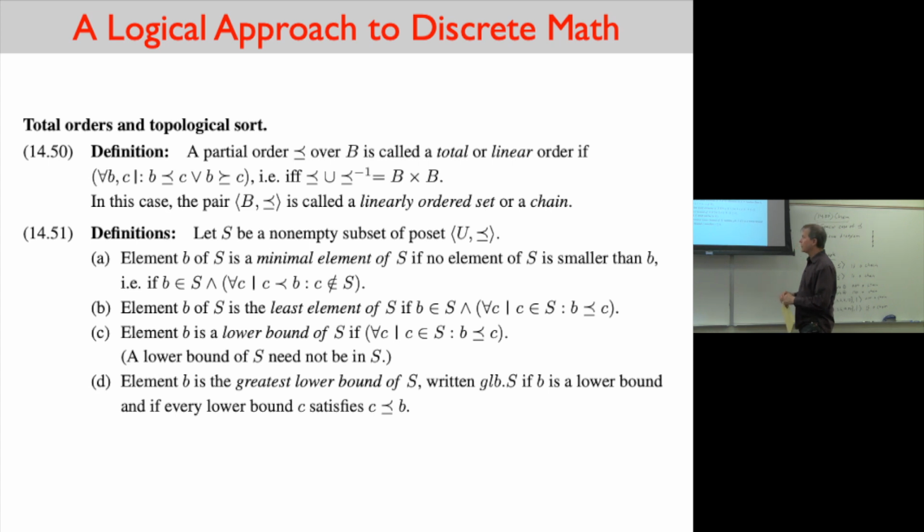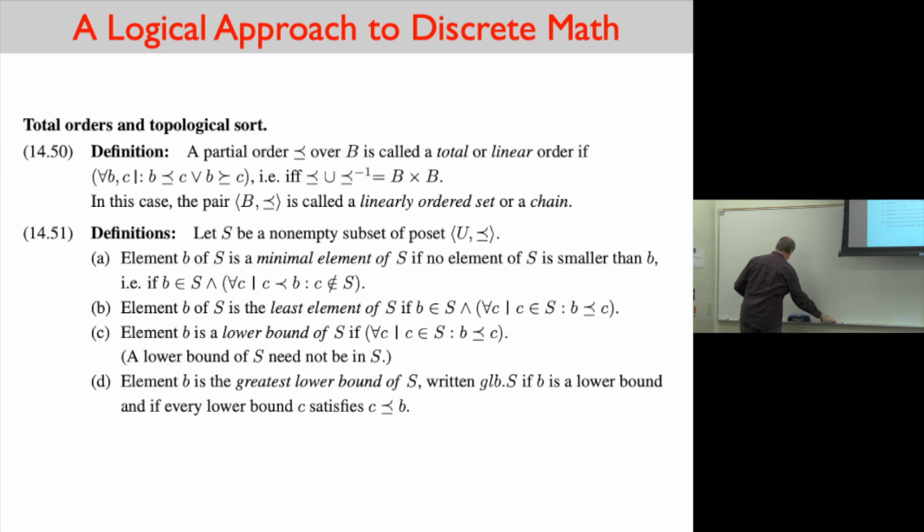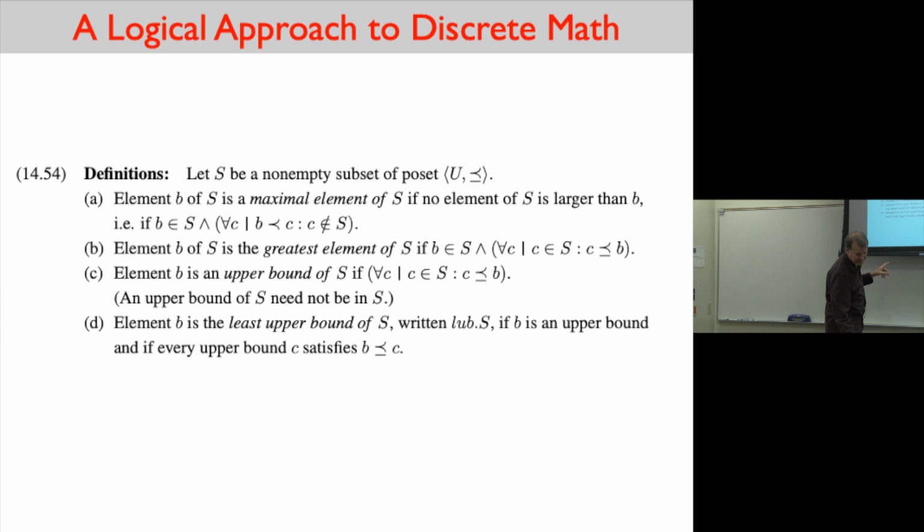Now we get to 14.51, which is these bounds. Did you read through those and try to figure out the meaning? We have minimals, and then we have maximums, and then maximal, and upper and lower bounds. I think if you get the minimal one, the maximal is the same idea, but in the other direction.